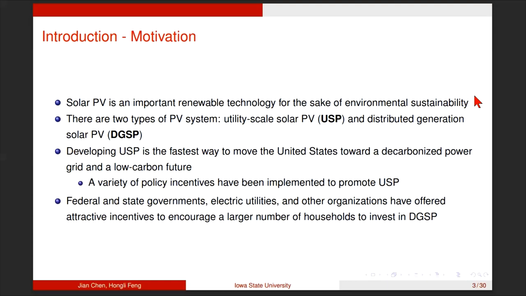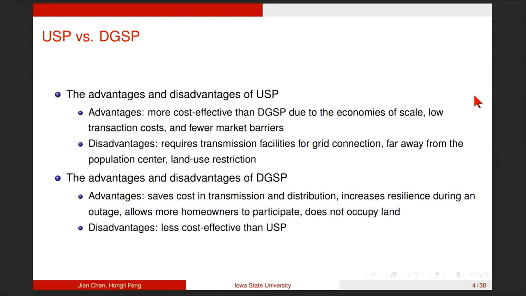And in addition to promoting the development of USP, federal and state governments, electric utility companies, and other market agencies have offered a handful of financial incentives to encourage household or commercial sectors to invest in DGSP. Both USP and DGSP have their own advantages and disadvantages.